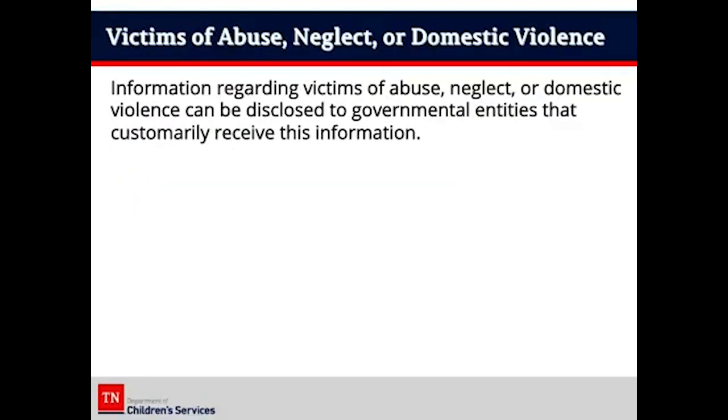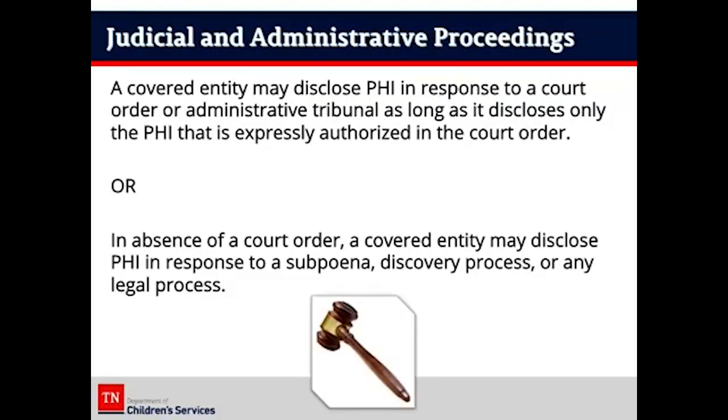Information regarding victims of abuse, neglect, or domestic violence can be disclosed to government entities that customarily receive this information. A covered entity may disclose PHI in response to a court order or administrative tribunal as long as it discloses only the PHI that is expressly authorized in the court order, or, in absence of a court order, a covered entity may disclose PHI in response to a subpoena, discovery process, or any legal process.